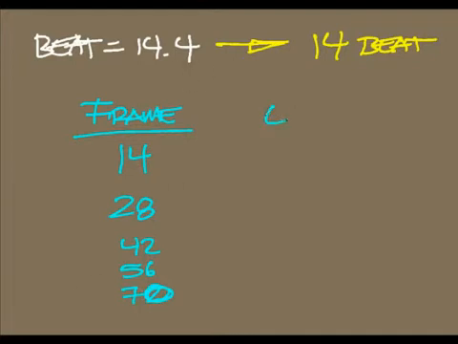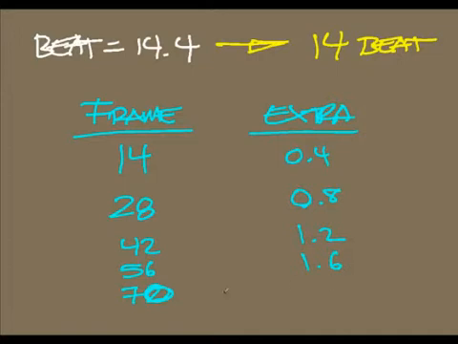So what I do is I make a pile over here called extra. All right? There's 0.4 frames that we didn't use yet. And when we do this here, we add another 0.4. So now we have 0.8 frames that we haven't used yet. And if we come over here, we add another 0.4. We're going to have 1.2 frames we haven't used yet. Here we'll have 1.6 frames we haven't used yet. And here we'll have 2 frames we haven't used yet.